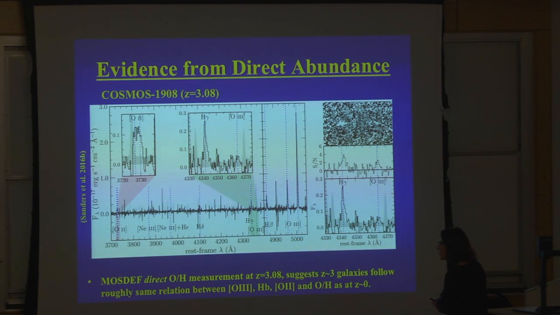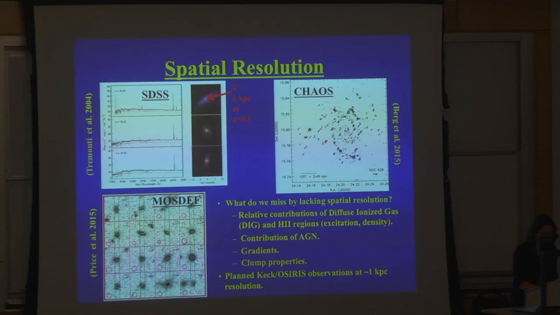Okay, which suggests that redshift 3 galaxies, at least based on this one galaxy, follow roughly the same relationship between the strong lines that are easy for us to measure and the directly measured oxygen abundance, which is very difficult to do. Okay, but this is an active area of research, and we're hoping to really figure out more what's going on. Okay, so I want to just close with a couple thoughts about spatial resolution.